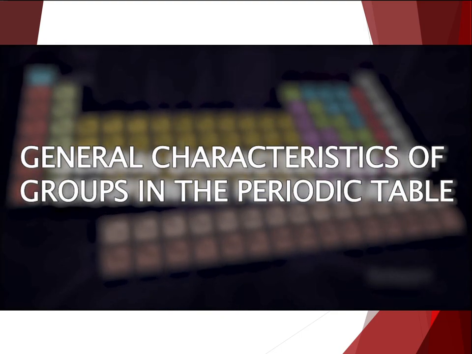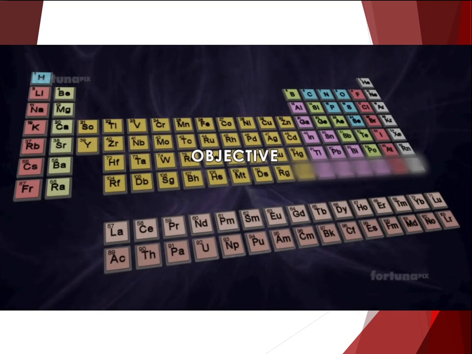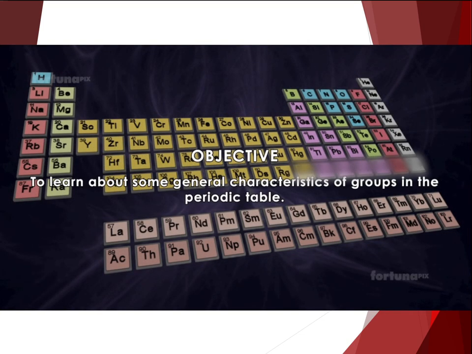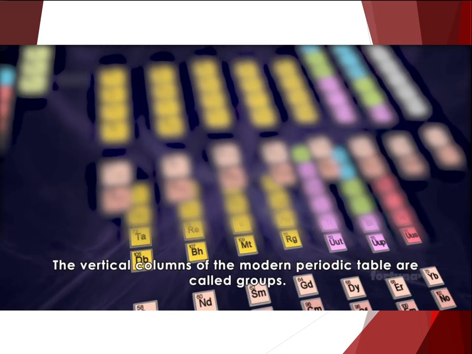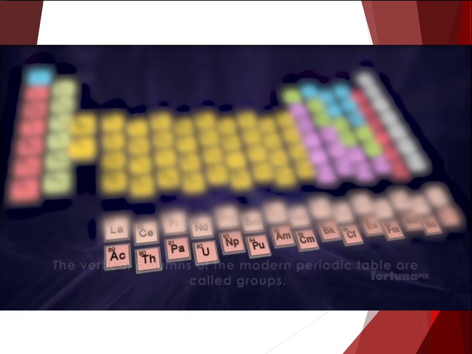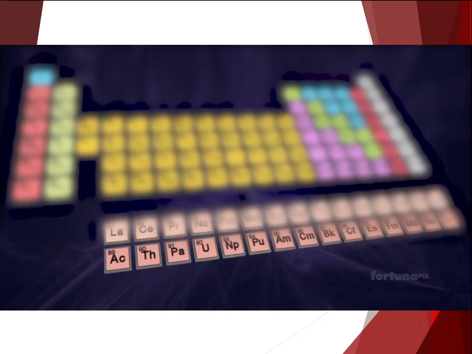General characteristics of groups in the periodic table. Objective: to learn about some general characteristics of groups in the periodic table. The vertical columns of the modern periodic table are called groups. The elements in the groups exhibit some typical characteristics across the group.